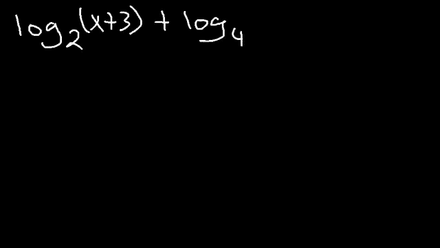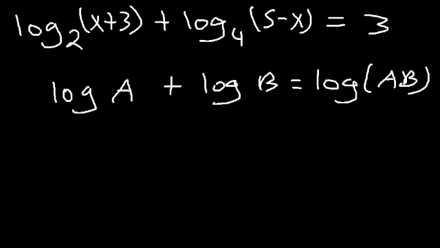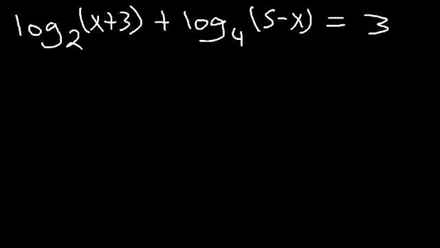But let's continue. So let's try another one. Let's say if we have log base 2 of x plus 3 plus log base 4 of 5 minus x, and let's say that's equal to 3. So what can we do here? Now we can't use this rule yet. Log a plus log b is equal to log of a times b. You can use this rule only if the bases are the same, which they're not. So we've got to make the bases the same before we can condense the two logs into a single log.